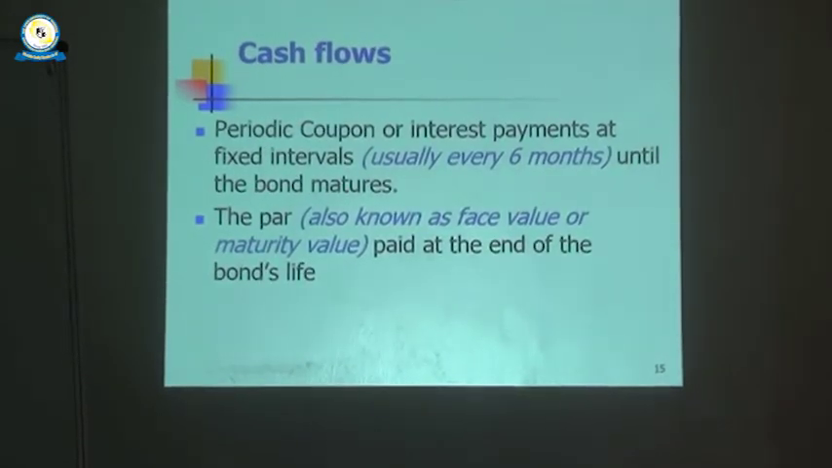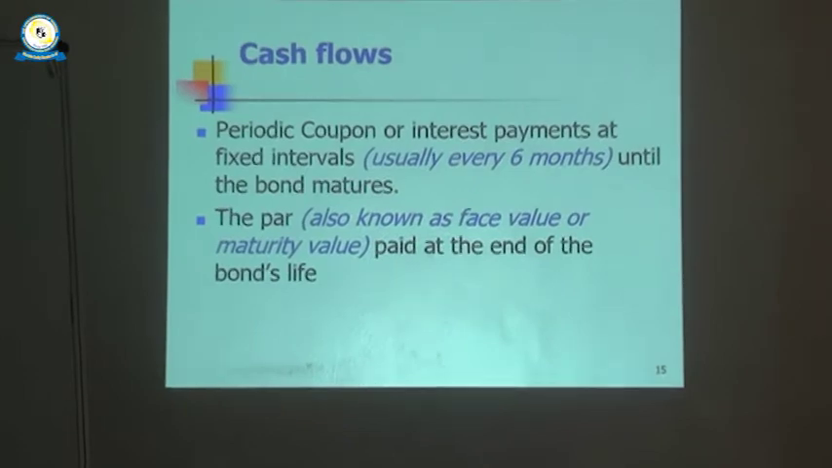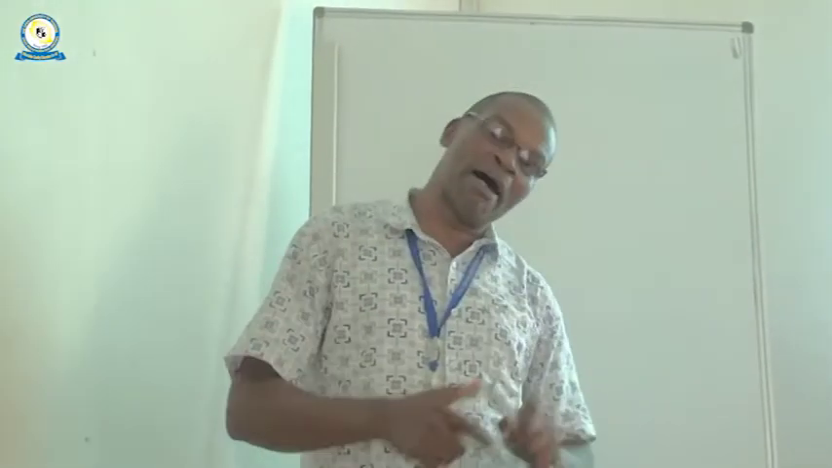Now, let us see the cash flows which are present in the bond evaluation. There are two types of cash flows. The first one is periodic coupons, or we call it interest payment. These are at fixed intervals, usually every 6 months or annually until the bond matures. That is the first cash flow. The second cash flow is the par value.